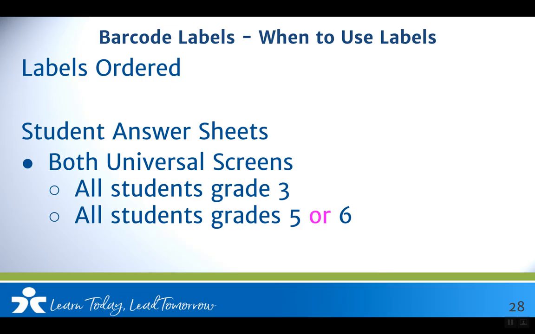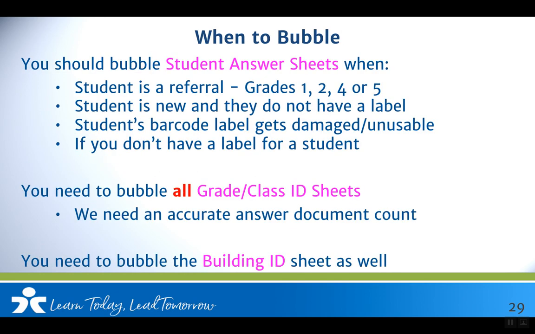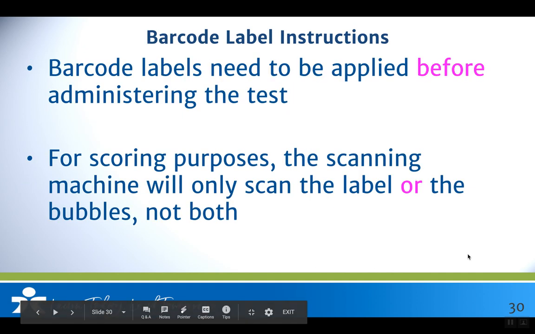Okay, barcode labels. They have been ordered, and those barcode labels are again for 3rd, 5th, and 6th grade, only for our universal. When you should bubble is if they're being referred in one of the other grades, if they're new, if their barcode gets damaged, or if you just don't have a barcode. That could be for various reasons, where if they didn't have their birthday in IC, things like that. So if you don't have a barcode for them, just bubble it. You need to bubble all grade and class sheets, and of course the building sheet.